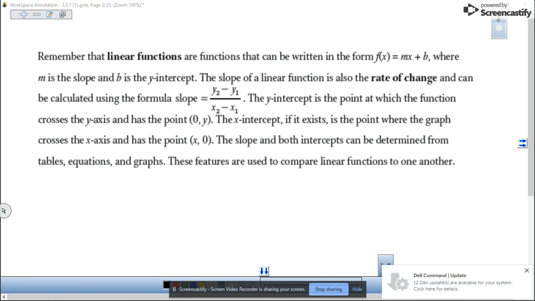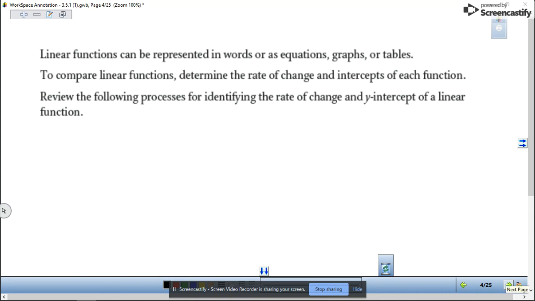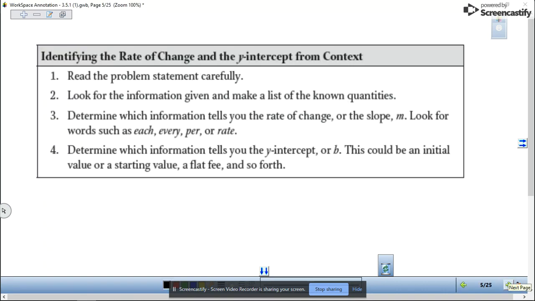The slope and both intercepts can be determined from tables, equations, and graphs. That's what we're going to be looking at today. It's tables, equations, and graphs to identify those connections, to compare, basically. All right. Pause that, read that, keep rolling on.